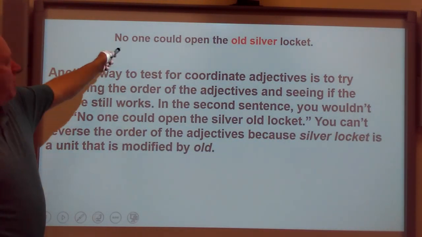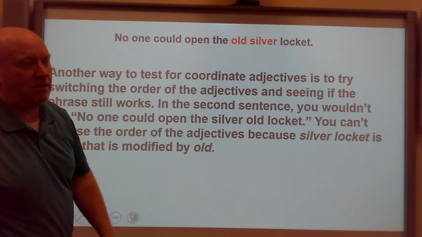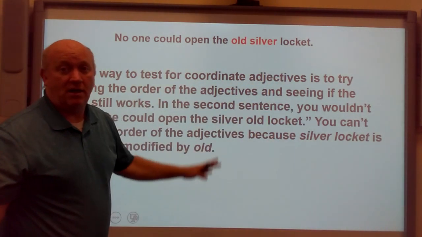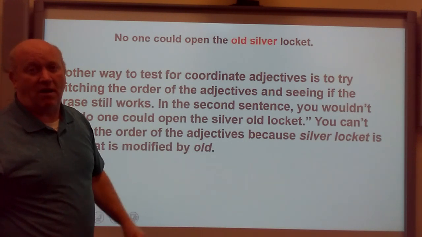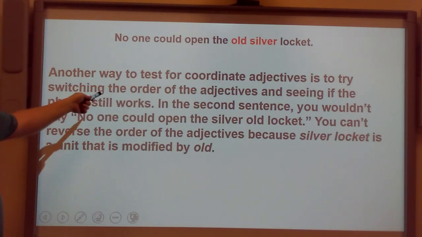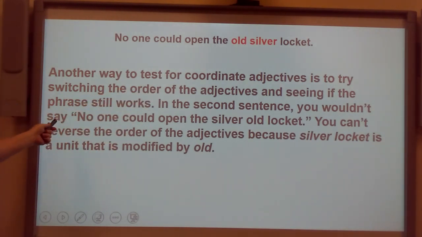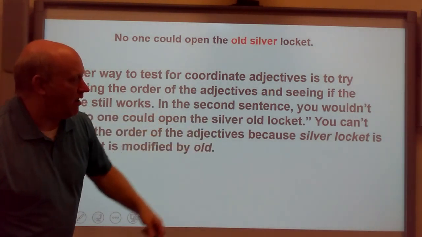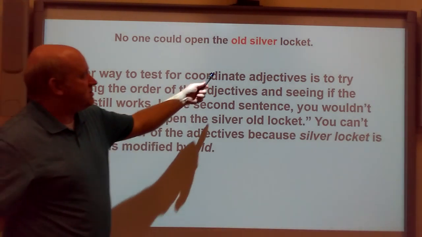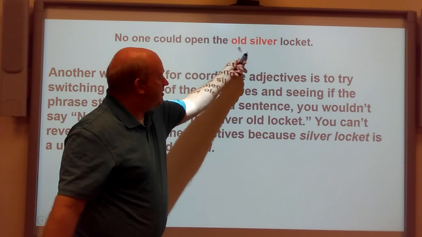Another example, no one could open the old silver locket. What type of locket is it? It's a silver locket. What's modifying the silver locket? Old. Another way to test for coordinate adjectives is to try switching the order of the adjectives and seeing if the phrase still works. In the second sentence, you'd have to say, no one could open the silver old locket. You can't reverse the order of the adjectives because silver locket is a unit. It's modified by old.